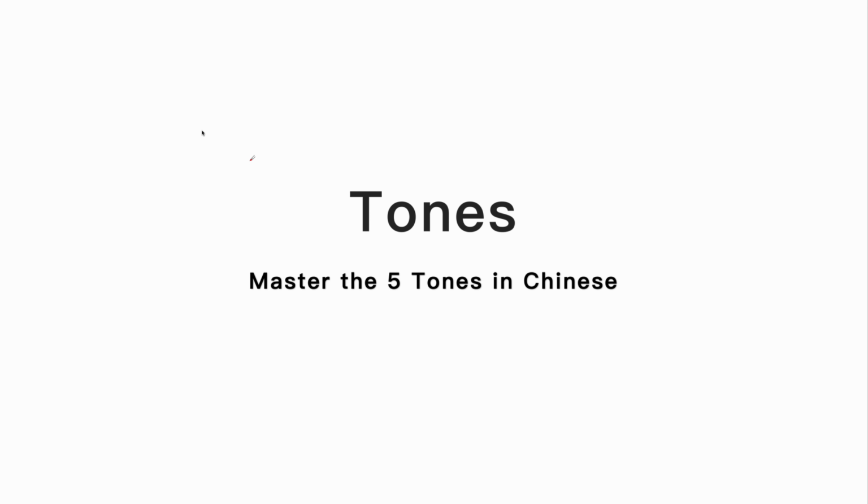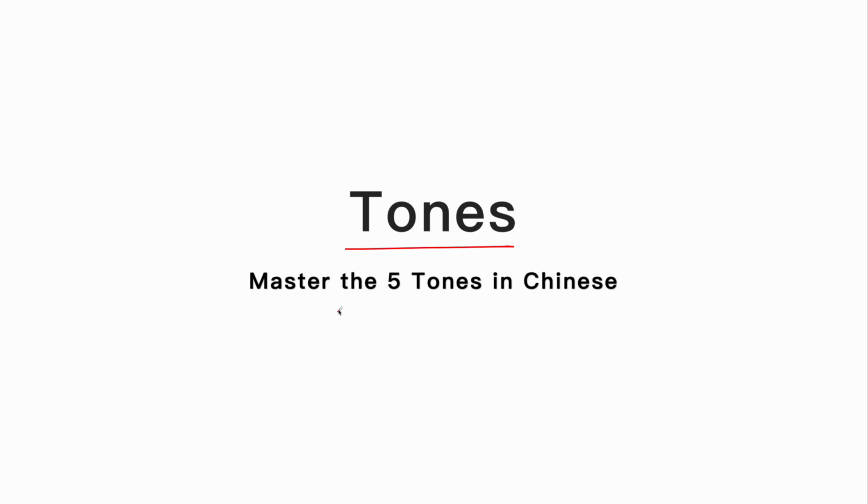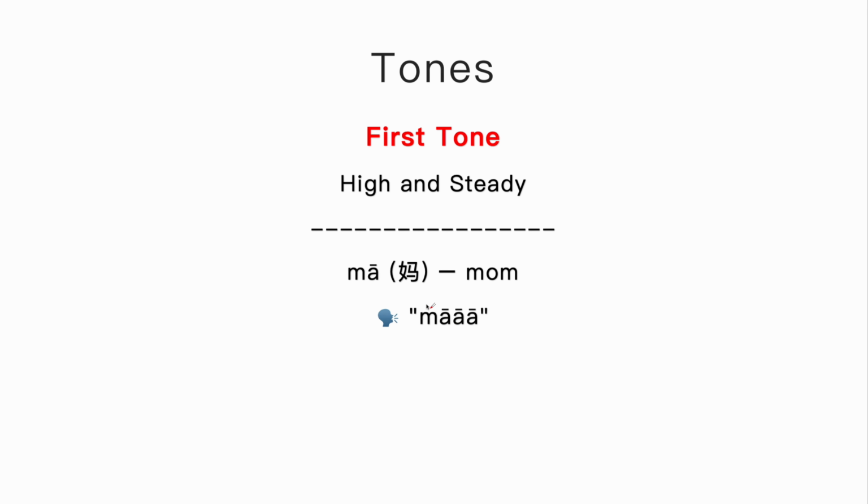Hey, in this video we are going to learn one of the most important parts of Chinese, tones. Chinese is a tonal language, which means the pitch you use when you say a word can completely change its meaning. There are 4 main tones in Mandarin, plus a neutral tone. Let me show you using the syllable MA.